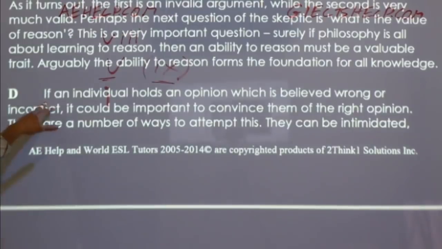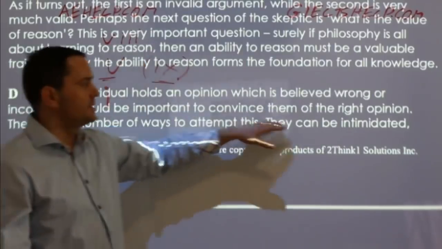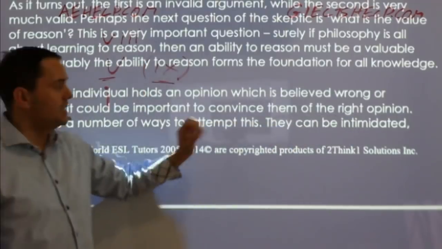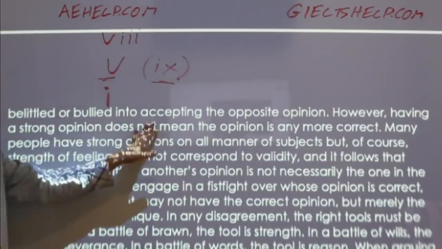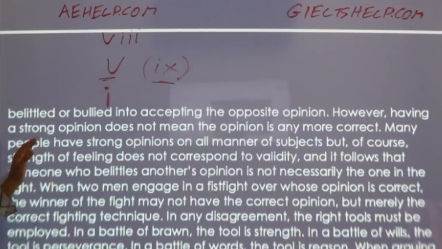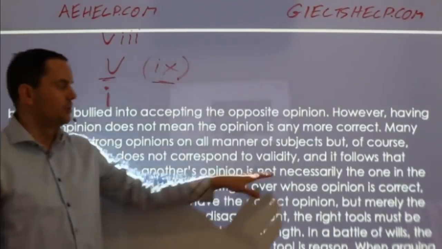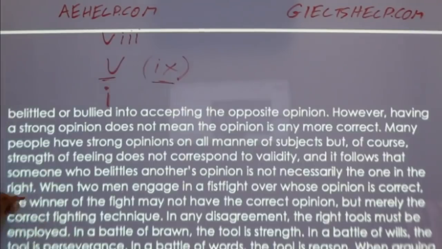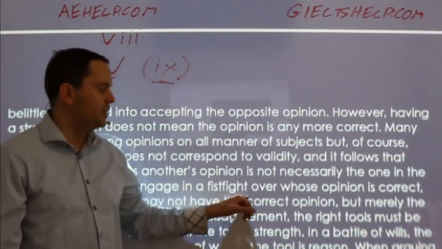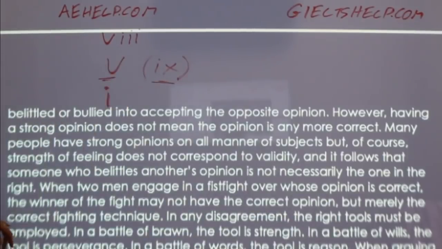So follow with me. If an individual holds an opinion which is believed wrong or incorrect, it could be important to convince them of the right opinion. There are a number of ways to attempt this. They can be intimidated, belittled, or bullied into accepting the opposite opinion. However, having a strong opinion does not mean the opinion is any more correct. Many people have strong opinions on all manner of subjects, but, of course, strength of feeling does not correspond to validity, and it follows that someone who belittles another's opinion is not necessarily the one in the right. When two men engage in a fist fight over whose opinion is correct, the winner of the fight may not have the correct opinion, but merely the correct fighting technique.